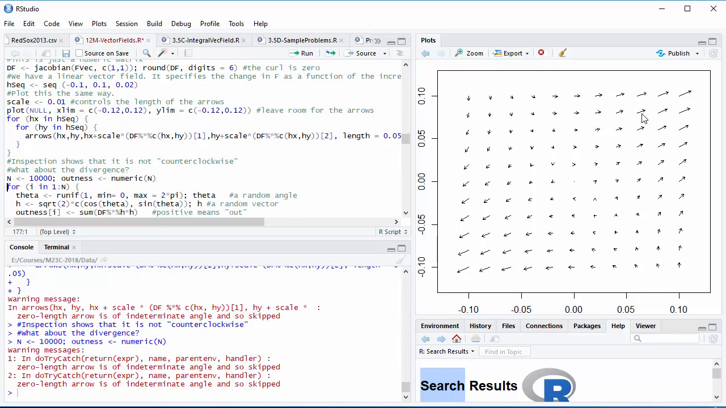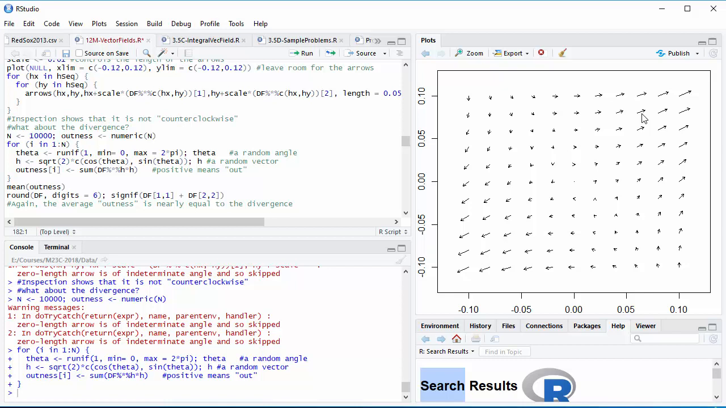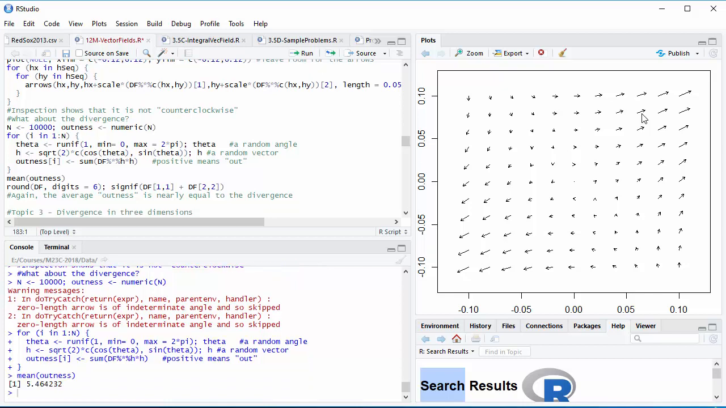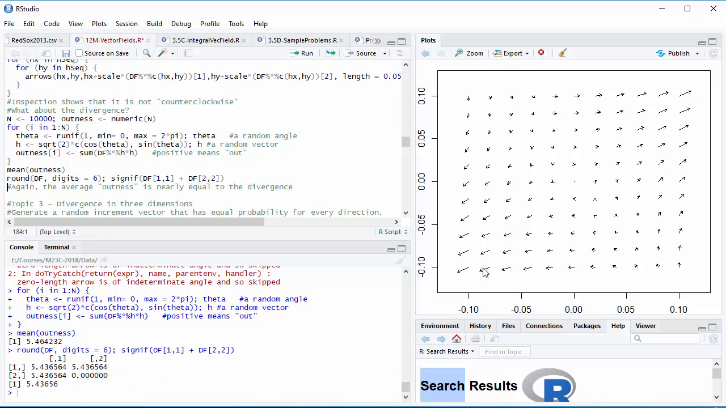What about the divergence? Well, that's not necessarily 0 on general principles, so let's work it out by computing mean outness. In this case, I get roughly 5.5, and if I look at the Jacobian matrix and take its trace, I get almost precisely the same number. It's almost precisely the same only because this first number was a Monte Carlo simulation.